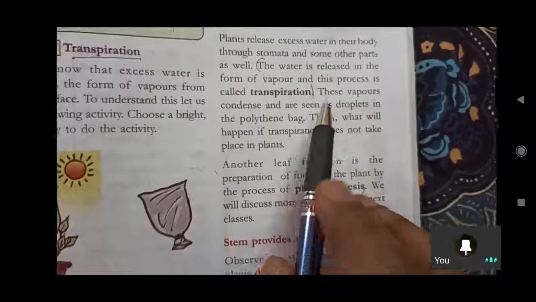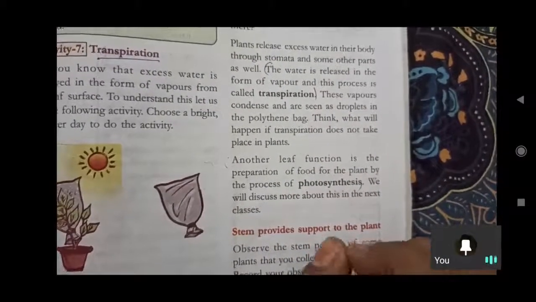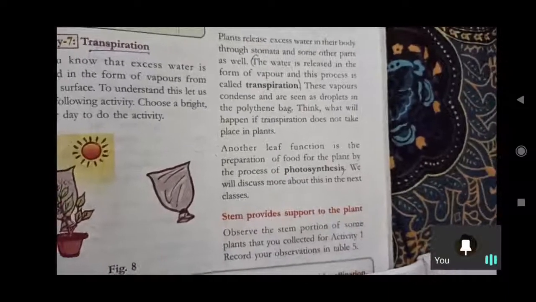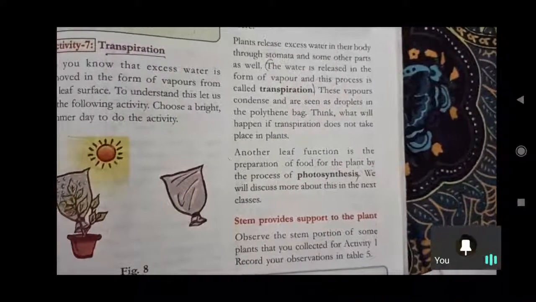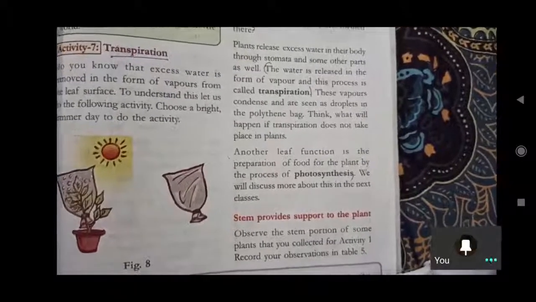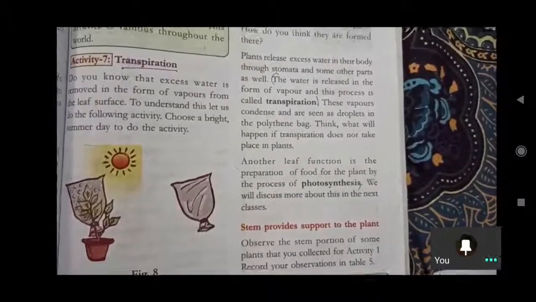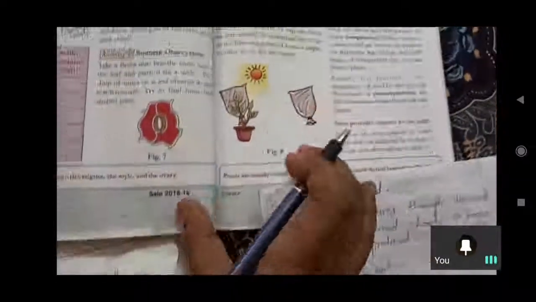Due to the transpiration, small droplets will enter into the atmosphere, and the atmosphere will be very cool at that time. Condensation takes place. And this vapor condenses and is seen as droplets in the polythene bag. So this is the experiment we can do.